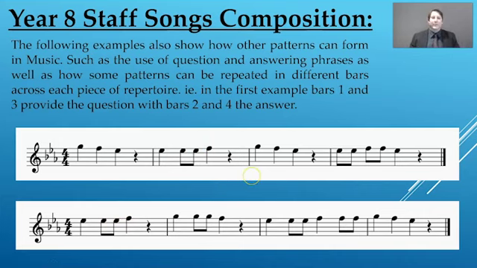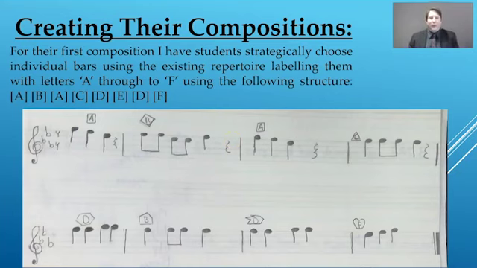So here's a little bit of a composition that a student had created, handwritten first. I use a particular form when I do this, so that I can get that question and answer phrasing happening. The structure or form I like to use is A, B, A, C for the first four lines, and D, E, D, and F for the second few.